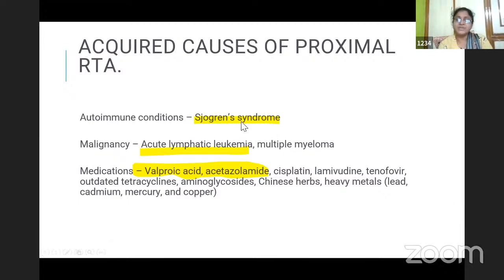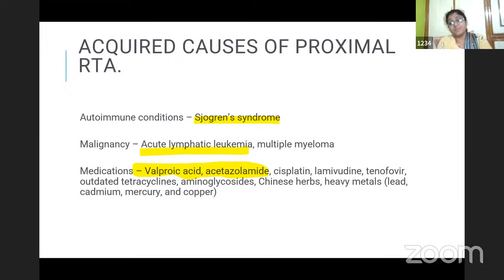Sjogren's also occurs in middle age, especially in females. As I told you, renal tubular acidosis and Sjogren's are systemic diseases actually. So if they have dry eyes and dry mouth associated with these defects, then you suspect the child might have underlying Sjogren's disease.